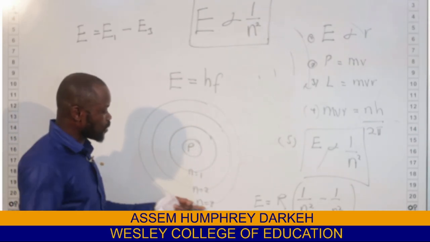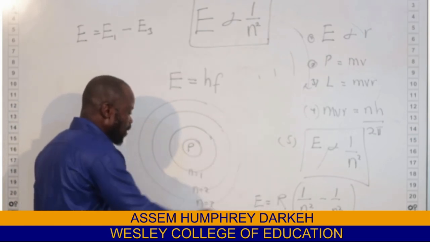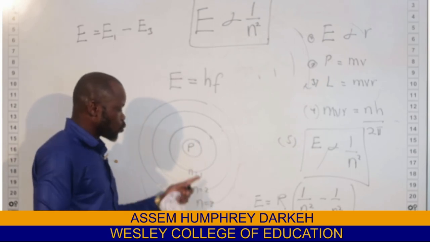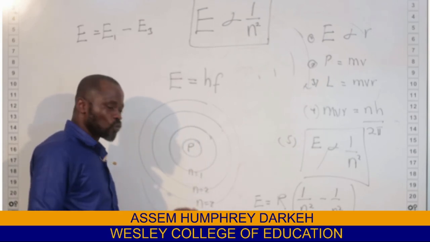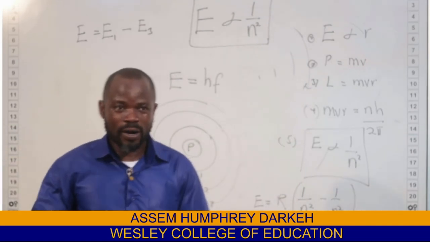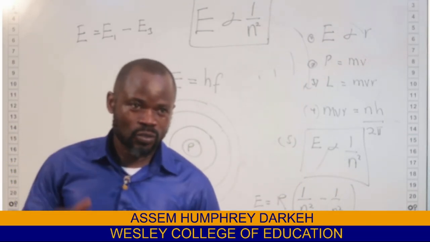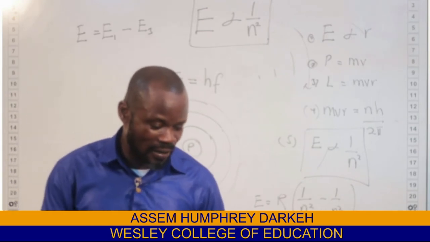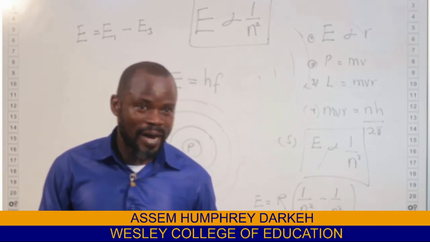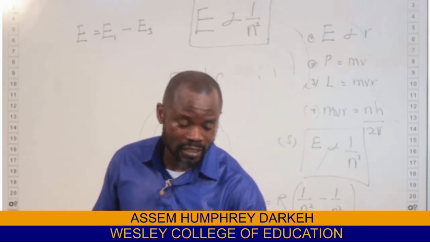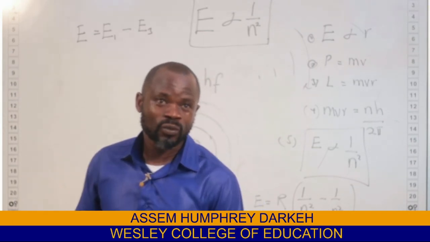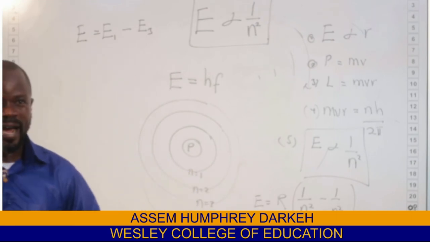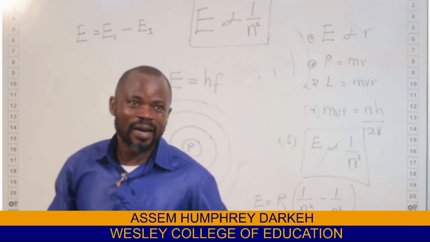Now, when it falls from, let's say, a higher energy level to n equals 2, okay? So let's say from 3 to 2, or there's a fourth shell. So n equals 4 to 2, or n equals 5 to 2, in that order, then you call it the Balmer series. So we have the Lyman series, the Balmer series, and many others like the Paschen series, the Brackett series, and then the Pfund series. All these are just telling us what happens when the atom falls from a higher energy level to a lower energy level.